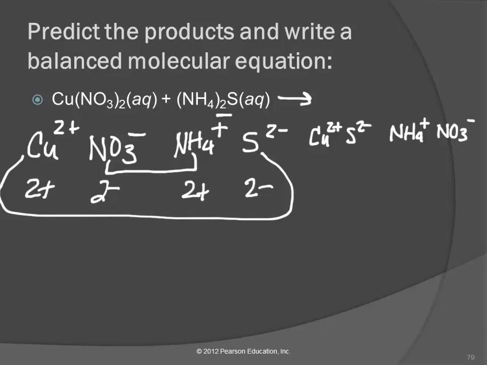This is not an acid-base reaction. In an acid-base reaction, one of these pairs would be H+ and OH-. So in order for this to actually be a reaction, one of these things has to be insoluble. So to save yourself a little work, potentially, I would recommend going and checking the solubility of these compounds first. If you look up ammonium in the rules for solubility, ammonium compounds are always soluble, and nitrate compounds are always soluble. This one's going to be soluble.